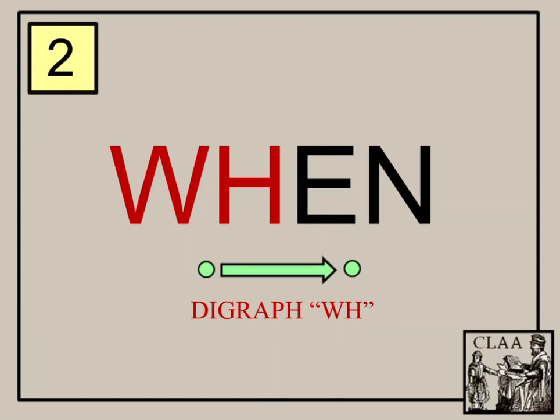The second sound made by the English letter W is the sound of the digraph WH. This is a strange digraph. When it is read, the sounds are reversed. We actually read the sound of the letter H before the sound of the letter W. Let's read this word together with the sound hwa, hwa. When, when, when.